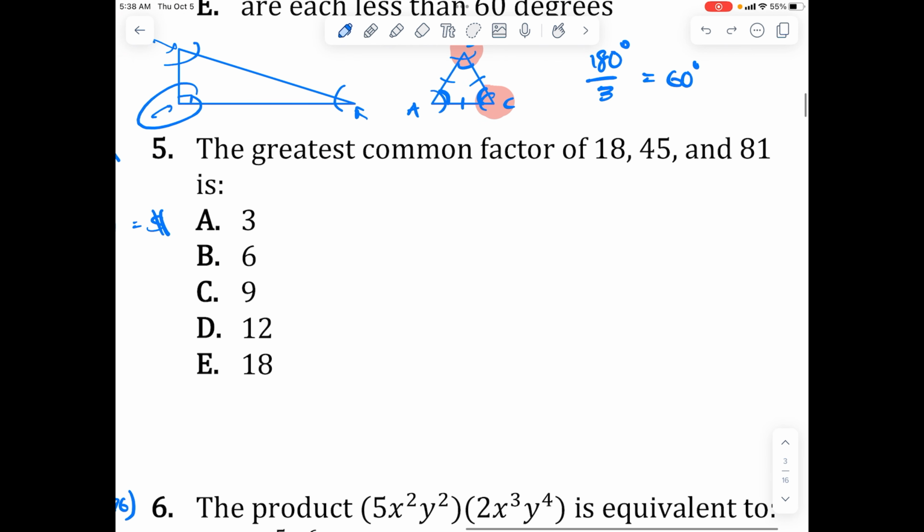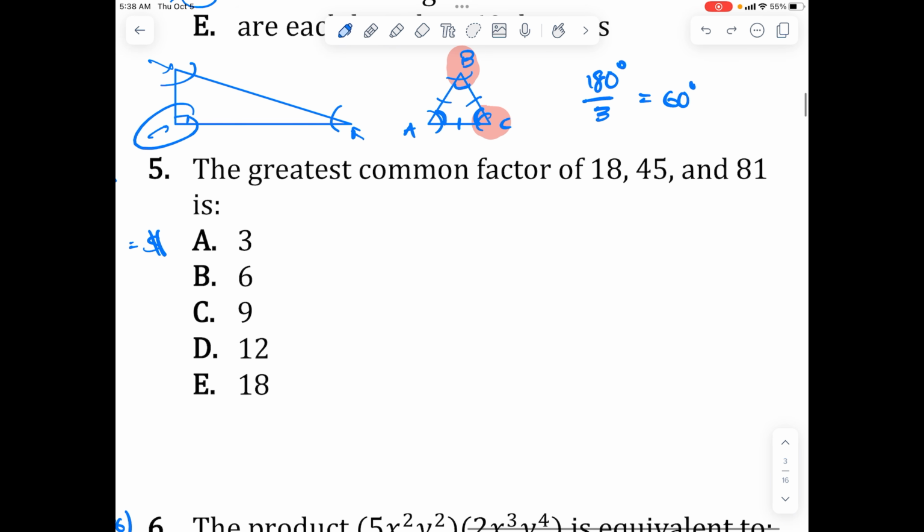The greatest common factor of 18, 45, and 81 is what? So the best way to do this is to just go through the answer options. So start with the largest number because we want to find what's the largest number, right? Is 18 a factor of 18? Yes. Is it a factor of 45? No. So it's not a factor at all. That answer option's out. Is 12 a factor of 18? Nope. So that answer option is out as well.